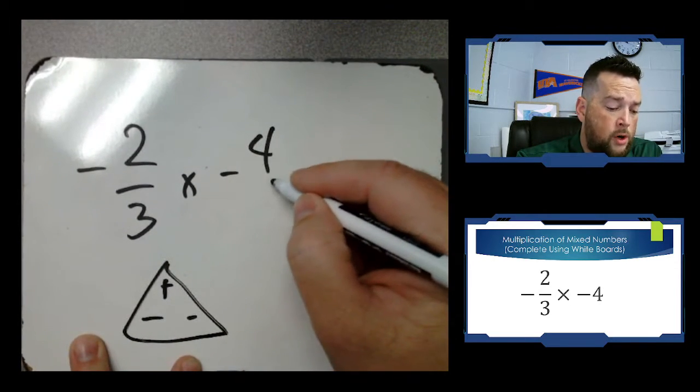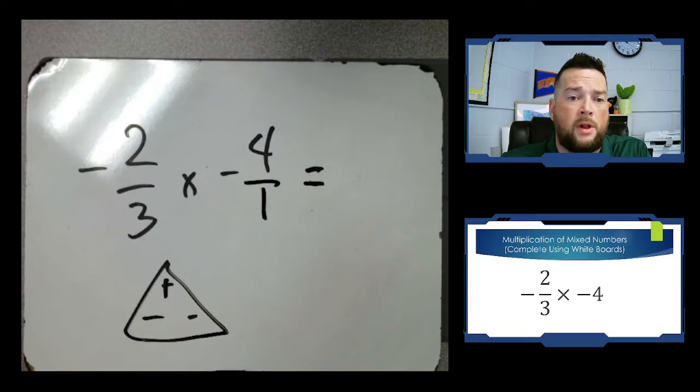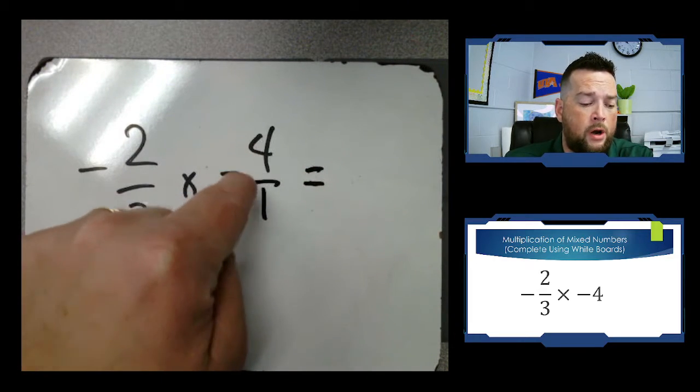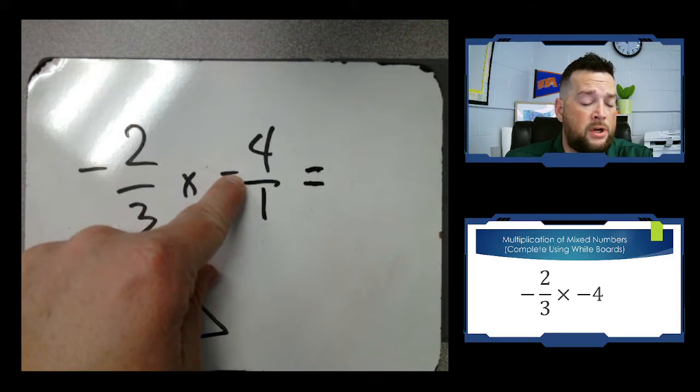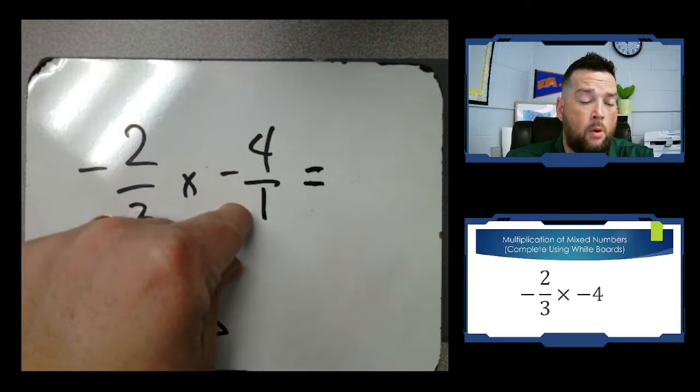Now then, I've got this whole number here that I need to multiply times that fraction. So I'm going to put it over 1. Because remember, that fraction bar is just division. That's saying 4 divided by 1, which is 4.